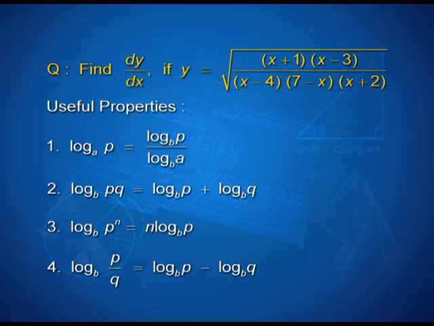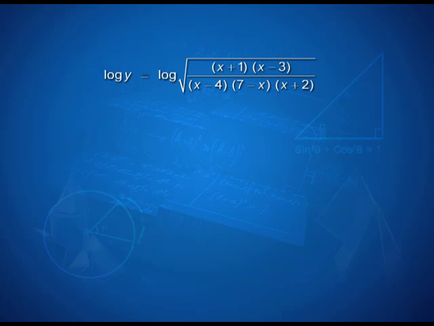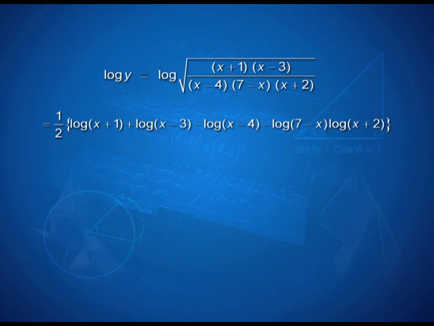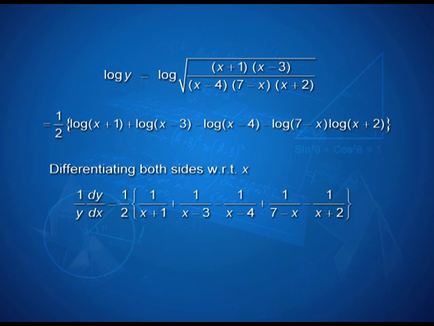Taking log of both sides, we get log of y as log of the entire expression, and again using the properties that we have just displayed, it all simplifies to half of log of x plus 1 plus log of x minus 3, and then minus, because now we are looking at log of m by n, resulting in log m minus log n. So, the entire expression gets written either as the sum or difference of terms which are with log. Taking the derivative, I get 1 by y dy by dx is equal to half times of 1 by x plus 1 plus 1 by x minus 3 minus 1 by x minus 4 plus 1 by 7 minus x.